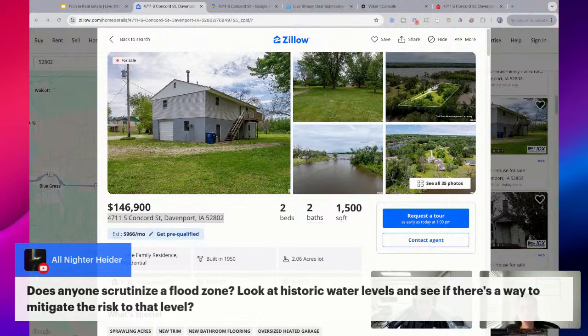And we have a great question on flood zones. If a property is in a flood zone, Mark, would you suggest looking at the historical record, what has occurred at the property, to be able to mitigate the risk?